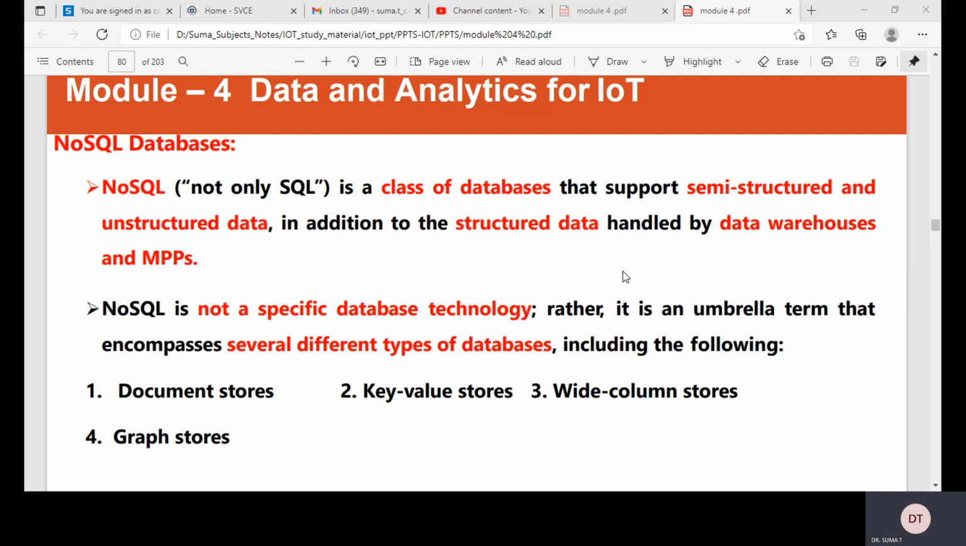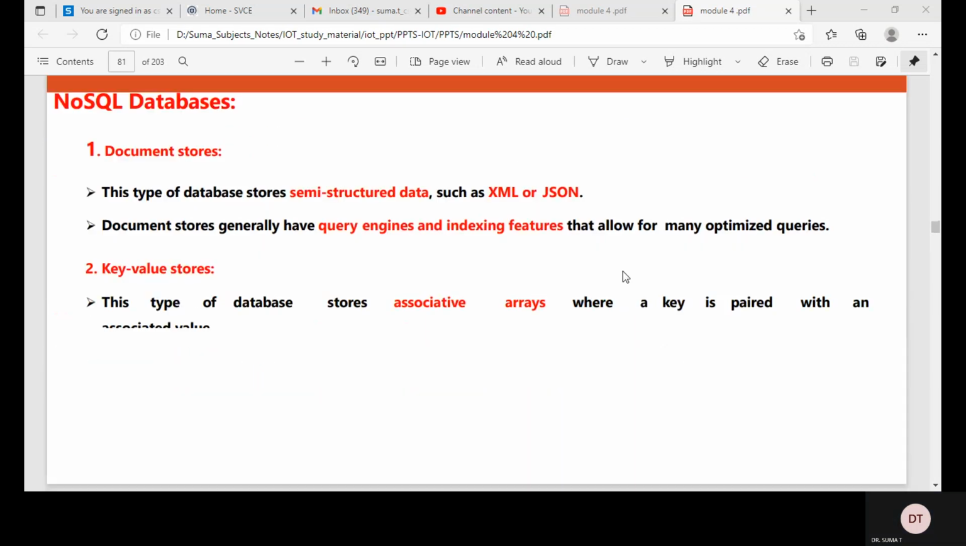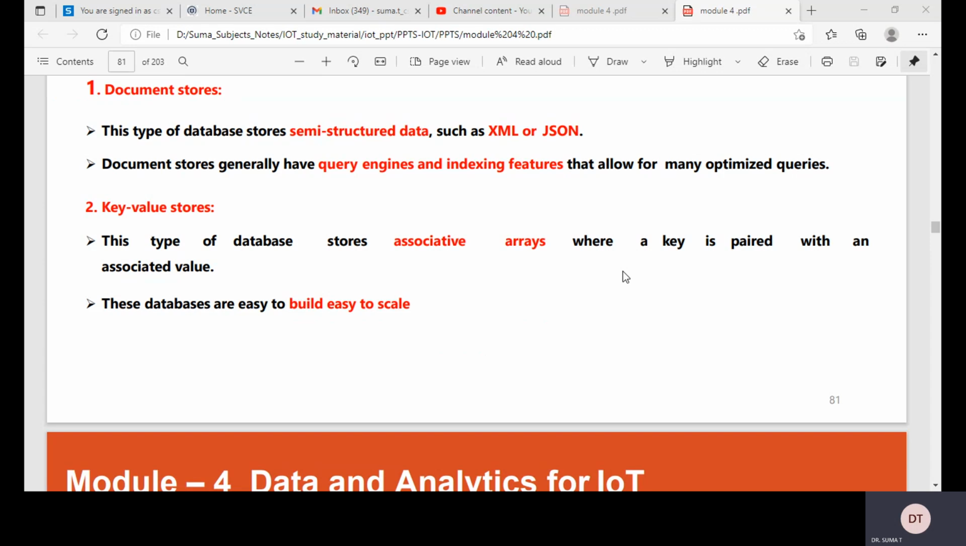Okay. So document stores is all about the database that stores semi-structured data such as XML or JSON. Document stores generally have query engines and indexing features that allow for many optimized queries. And this type of database is a semi-structured database, as I told. When you come to the key value stores, this database stores associative arrays where a key is paired with an associated value. These databases are very easy to build and easy to scale.